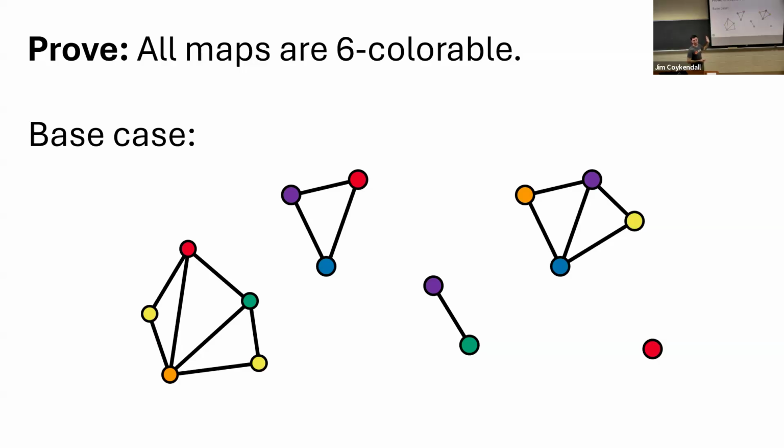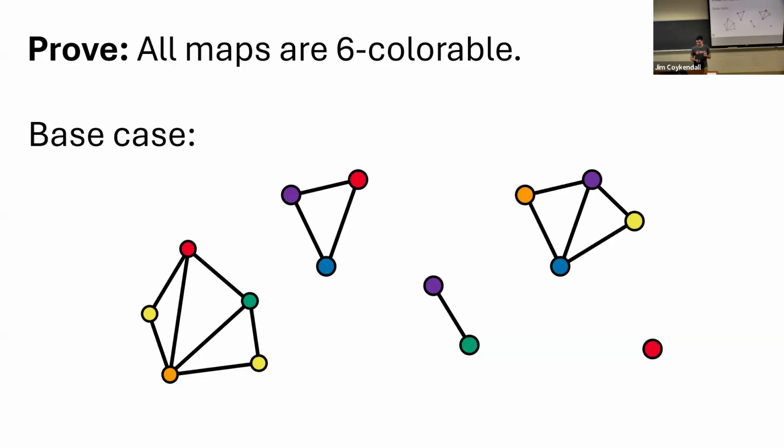So that's like 6 base cases, but actually for the proof by induction, we really only need this base case, which is the one for 1 region. There's only one region graph, and 6 colors. Okay, so that's the base case.